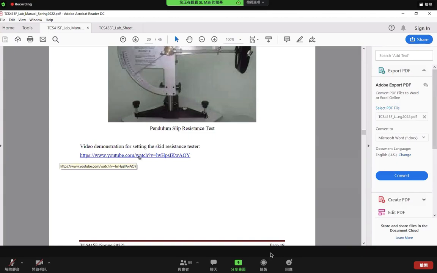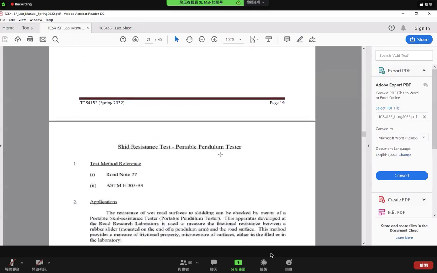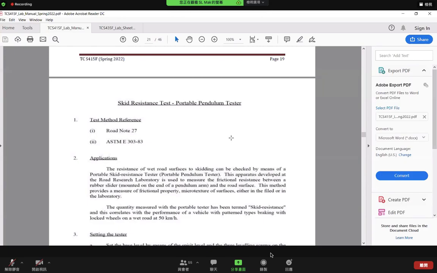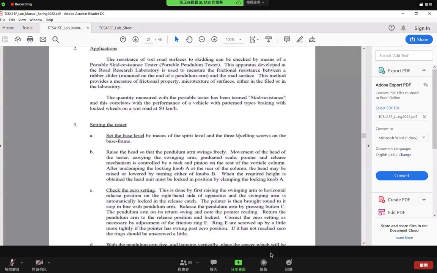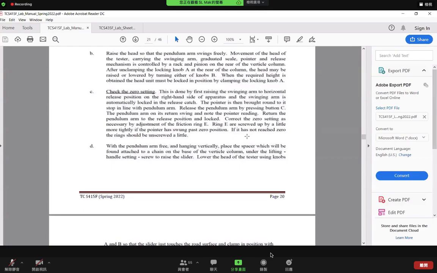There is a skid resistance testing procedure video provided. Actually, I will show it in the lecture today. It is the standard procedure for how we should use the skid resistance tester. And don't worry, Alex and other laboratory officers will demonstrate how the tester should be used and how we calibrate it before we use the tester. But you are encouraged to read the whole laboratory manual before you attend the laboratory session.